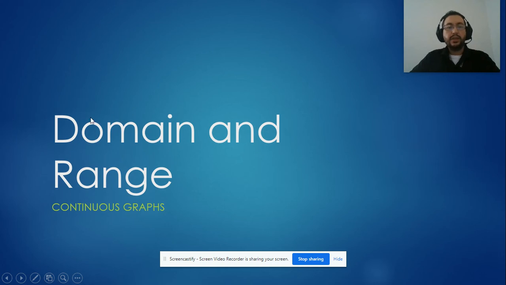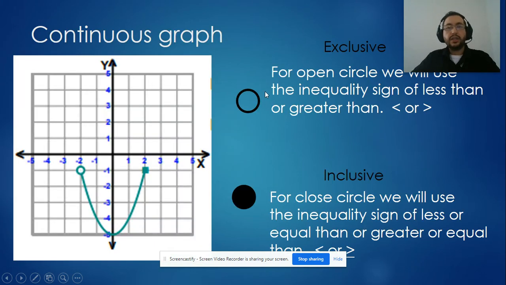Okay, now we're gonna learn about how to find the domain and the range only from continuous graphs. Okay, let's see some examples. But before, we're gonna talk about the elements that we're gonna see on the continuous graph.